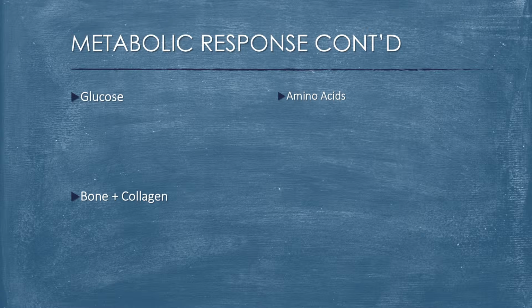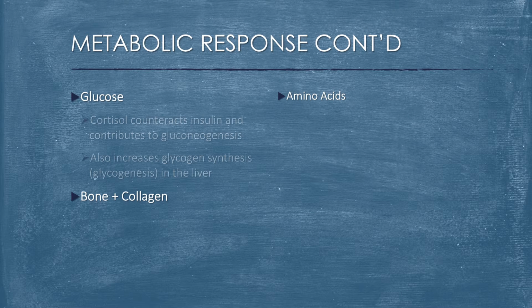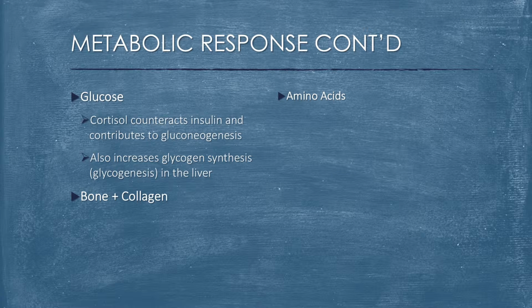Now the metabolic response has 3 main categories: glucose, bone and collagen, and amino acids. In relation to glucose, cortisol counteracts insulin and contributes to gluconeogenesis. It also increases glycogen synthesis in the liver, as mentioned earlier.